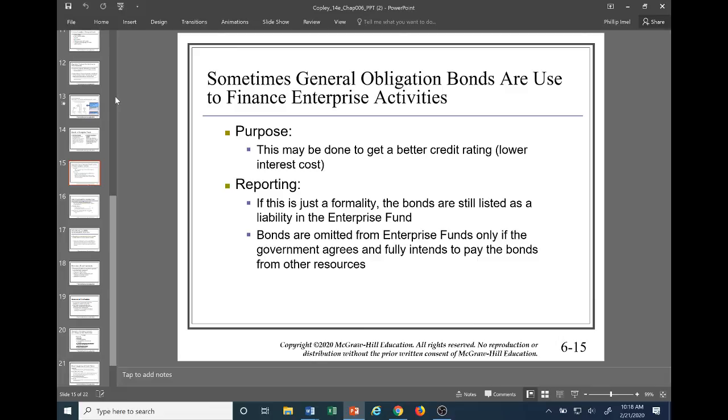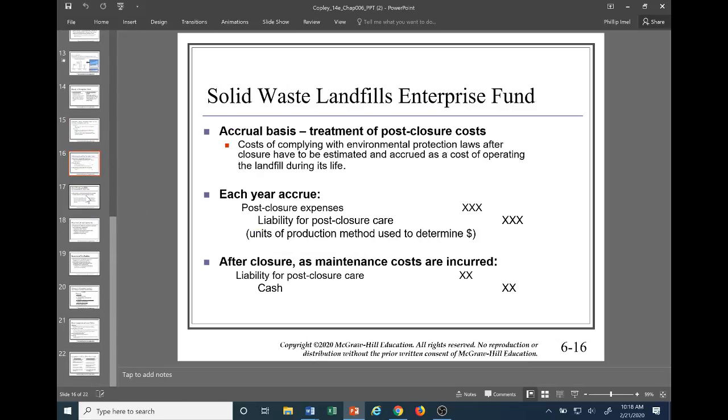Makes sense. So why would an enterprise fund want to issue general obligation bonds as opposed to revenue bonds? They're more enticing to people to buy. Right, and plus they get a better rate. They're going to get a better interest rate, which ultimately will cost them less to borrow those funds.